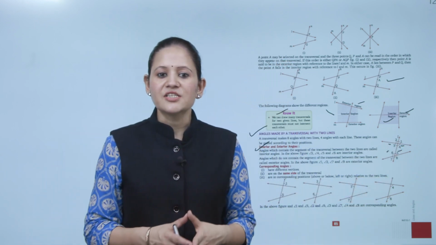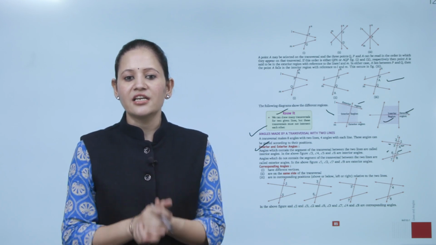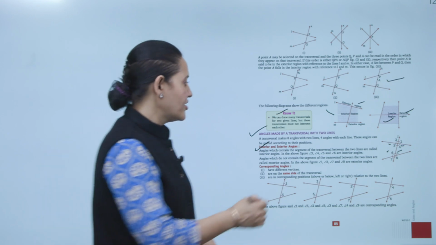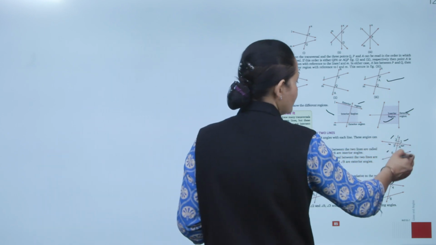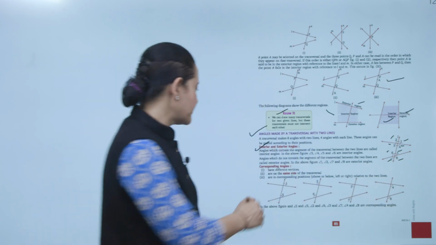Clear? Angles which do not contain the segment of the transversal between two lines are called exterior angles. In the given figure, angles 1, 2, 7 and 8 are exterior angles. So here angles 1, 2, 7 and 8, they are exterior angles. Clear? Next is corresponding angles.